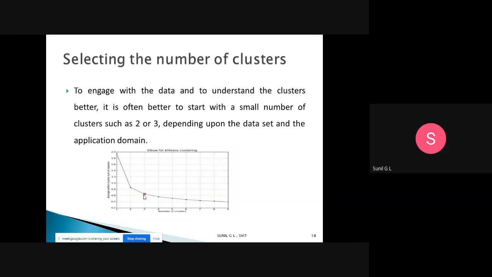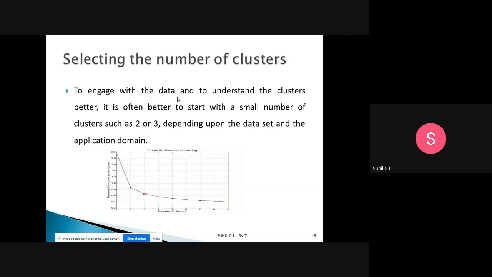After this, if you make more clusters, there is no use at all. Here three is the value of k. After that, if you make 4, 5, 6 clusters, it is of no use, as they may have the same similarity. So this we call the elbow point.